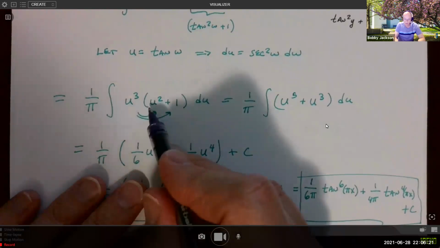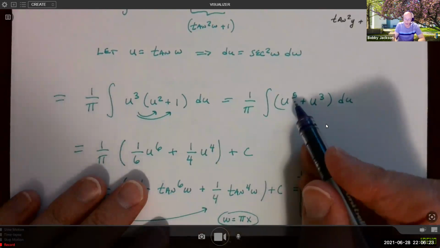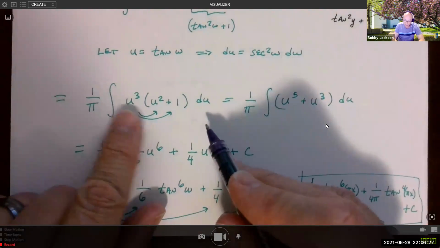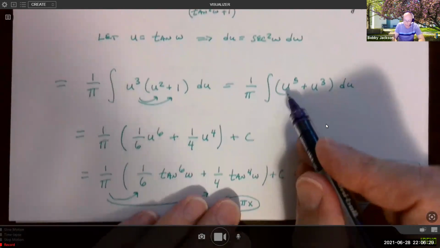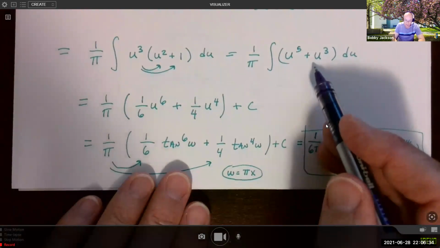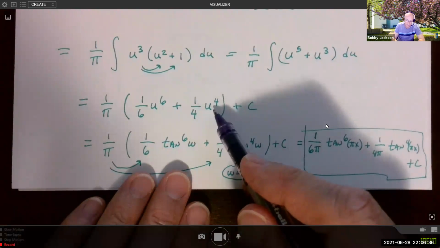U cubed times u squared is u to the 5th. Make sure you're adding the exponents and not multiplying them, right? 3 plus 2 is 5. U cubed times 1 is u cubed. Now it's just power rule, right? Antiderivative of u to the 5th, 1/6 u to the 6th. Antiderivative of u cubed, 1/4 u to the 4th.